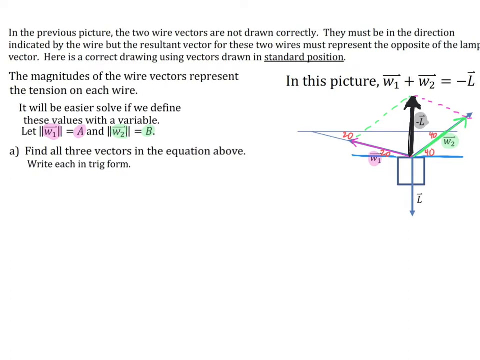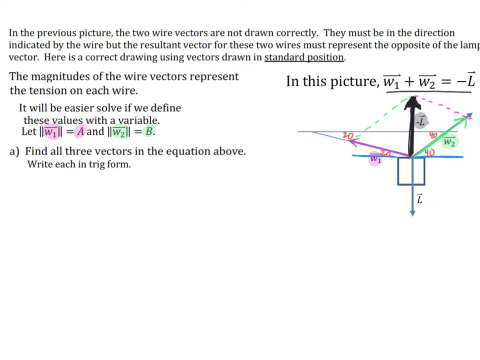So then we know this statement to be true, that the wire tension, or the vector of wire one plus the vector of wire two equals the opposite of the lamp, right? So W1 plus W2 equals negative L. Now, instead of really writing, well, let's just keep going, sorry.